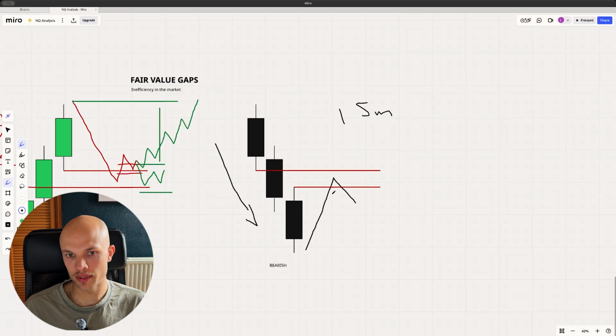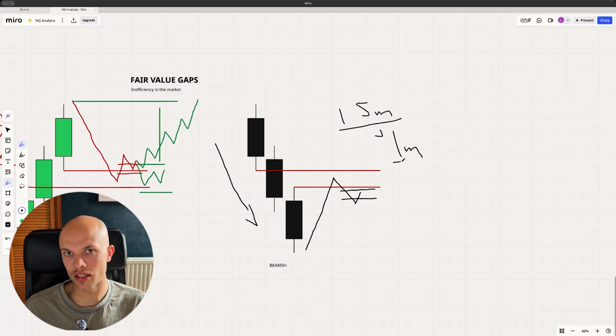Again, what do we like to see? Price retraces back to the level, displacement out of the level. We then wait for price to come back again, after creating this fair value gap here. So we'd have a 1 minute fair value gap, as I said.